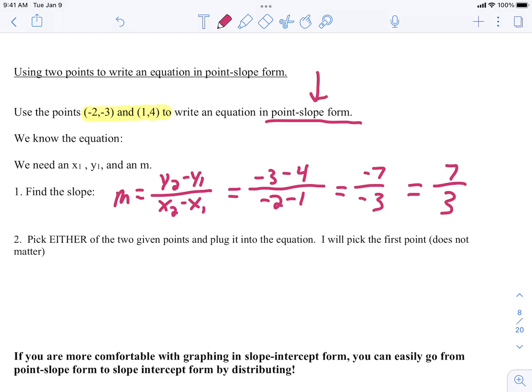Now my point. Notice I have 2 points. I have -2, -3, and I have 1, 4. You can choose either point. Just like when we found the b in slope-intercept form, and I said choose either point, it doesn't matter. Same thing here. You pick whichever point you want to pick. And that's what you're going to plug in to our point slope equation.